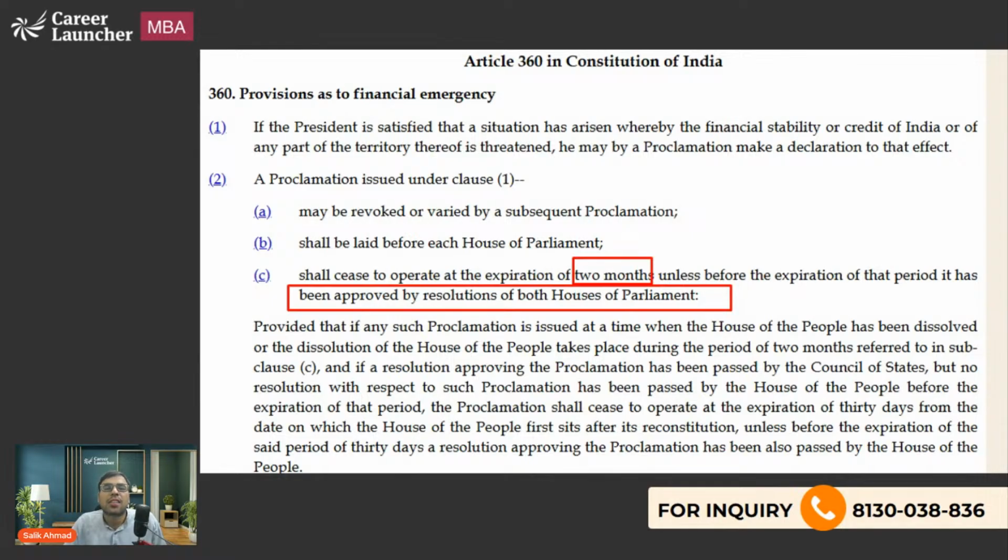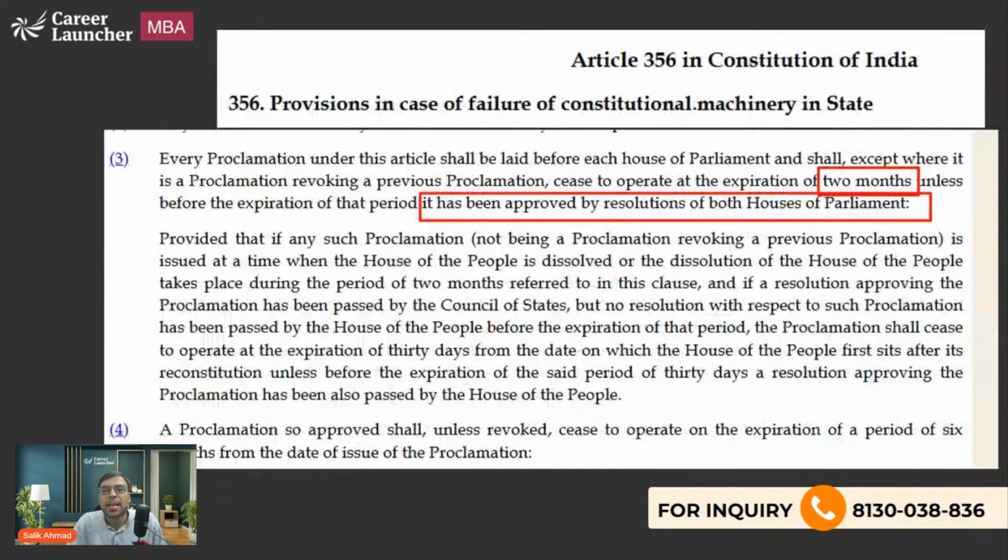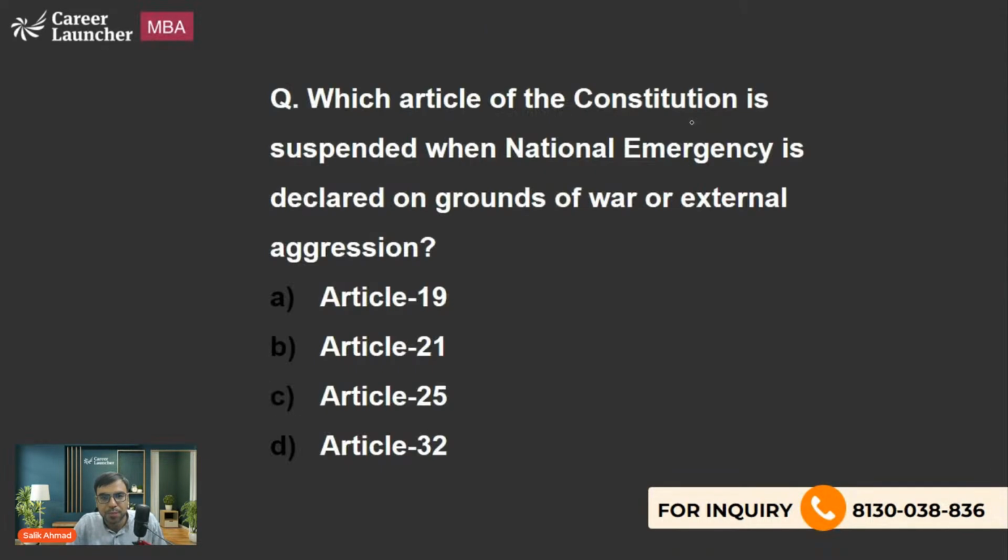Similarly, in a financial emergency, if it is declared by the president, you will get 2 months time, and that needs a simple majority, meaning half of the people sitting in the parliament should approve it. Similarly, in case of constitutional machinery failure in a state, in case of President's Rule or a state emergency also, you are given 2 months time, and a simple majority is required to be passed through both the houses.